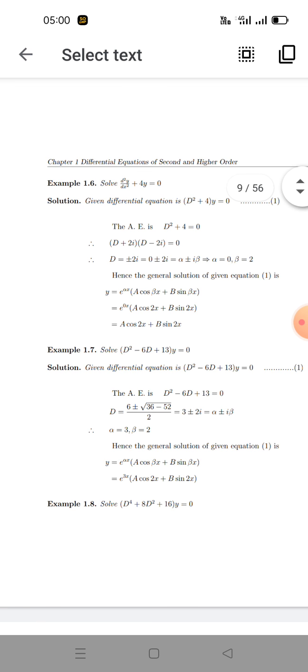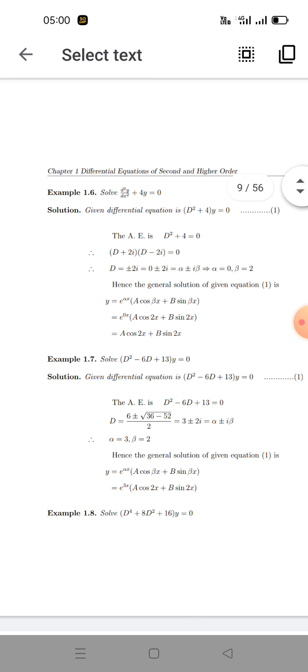Now this is an example of complex roots. Solve d square y by dx square plus 4y is equal to 0. So auxiliary equation is d square plus 4 is equal to 0. So d plus 2i, d minus 2i is equal to 0. So d is equal to plus or minus 2i. This is a complex root. That is how complex roots are written, 0 plus or minus 2i.